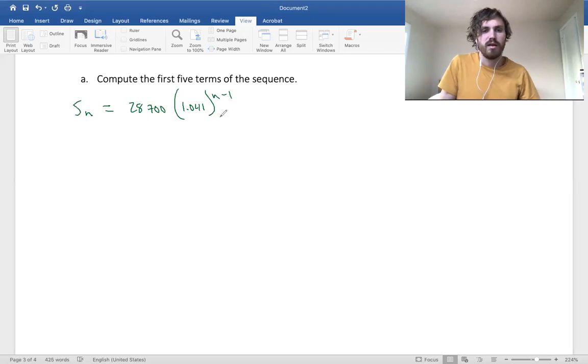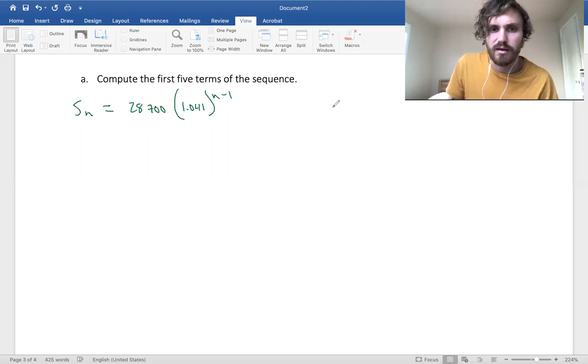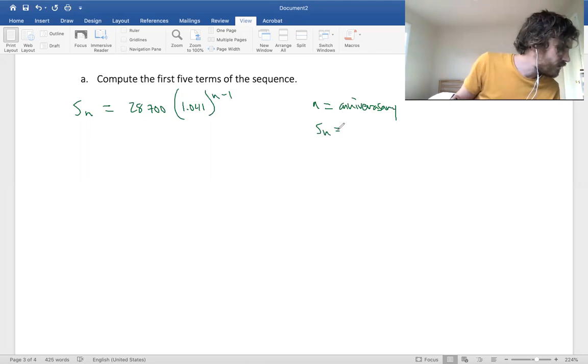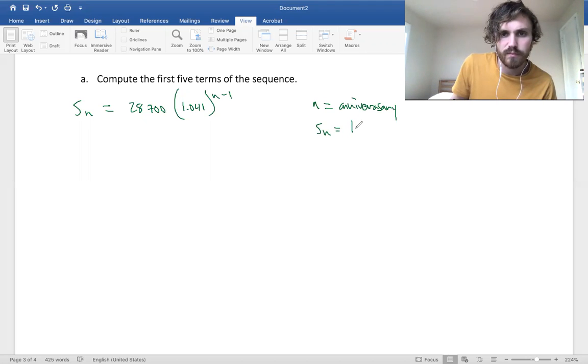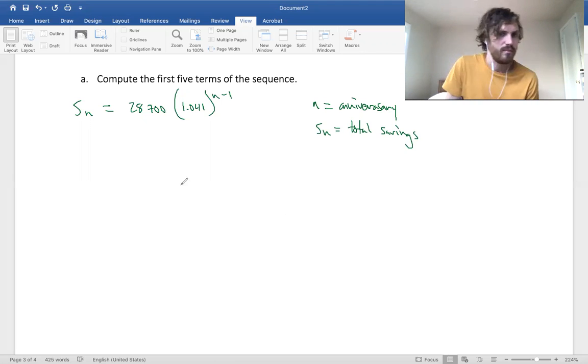Okay, so I plug in n. N is the anniversary, how long it's been in there. And S sub n is the, what do I have? What is that again? Total savings in the year leading up to the nth anniversary. So compute the first 5 terms of the sequence.